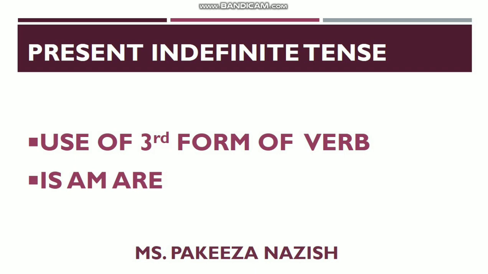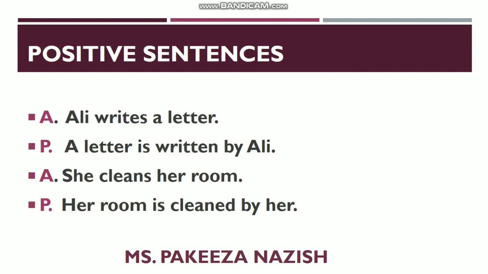Now here you can see the present indefinite tense. Present indefinite tense actually carries the do or does formation, but when we are making its passive voice, we use the helping verbs is, am, are. Is, am, are are actually the helping verbs of the continuous tenses, but we are using them in the present indefinite tense case, right? So we will do some practice over here.